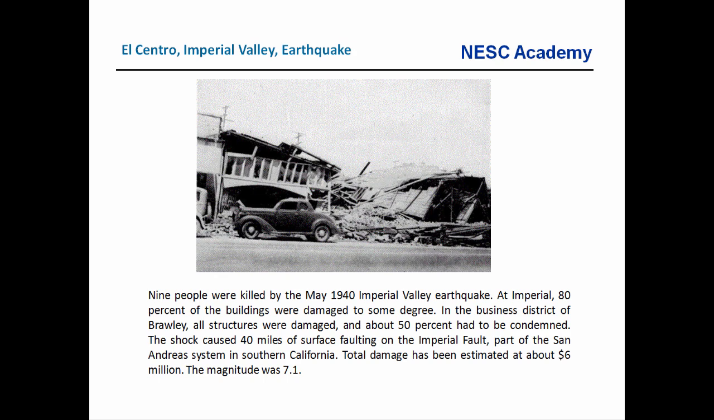At the Imperial location, 80% of the buildings were damaged to some degree. In the business district of Brawley, all structures were damaged and about 50% had to be condemned. The shock caused 40 miles of surface faulting on the Imperial Fault, which is part of the San Andreas system in Southern California. Total damage has been estimated at about $6 million, and the magnitude was 7.1.